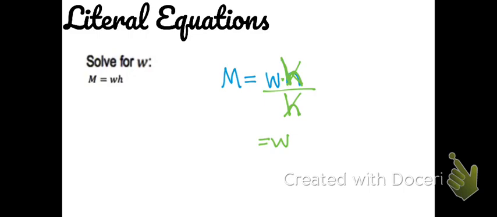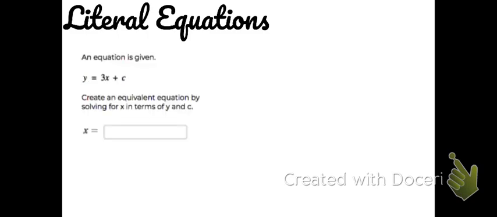Whatever you do on one side of the equation, you have to do on the other. So on this side, I have to divide by H as well. Now, I don't know what M is, and I don't know what H is. Those are unknown numbers, so I don't know what they are. I can't divide them, and they're not like terms. So I just leave it as M divided by H. So your answers here are a lot messier because you can't combine like terms.